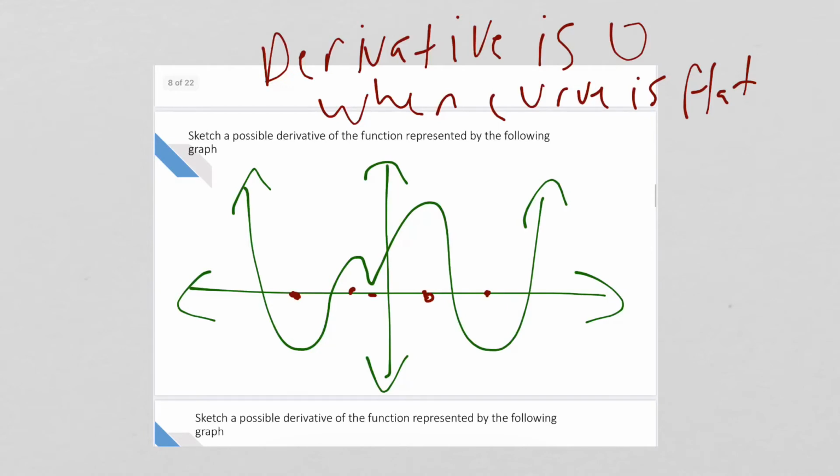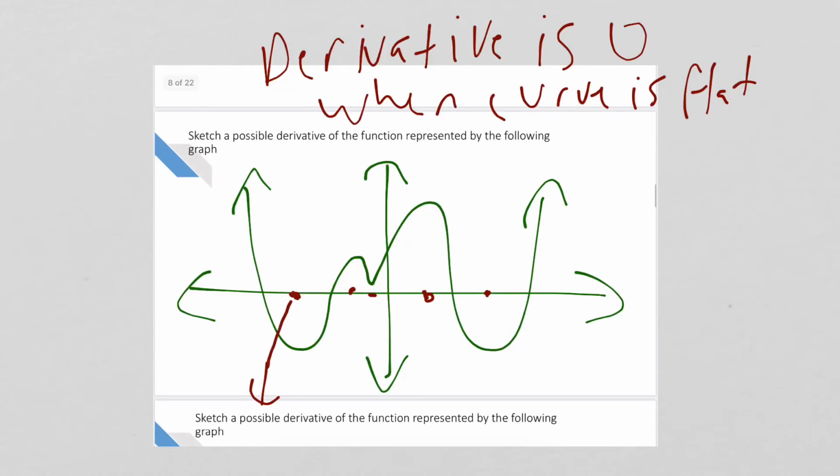Next we need to determine, does the derivative start negative or does the derivative start positive? Well, let's look at the curve. The curve starts by decreasing, so the derivative has a negative output. So we must start down. And then we're just going to loop our way through the x-intercepts.